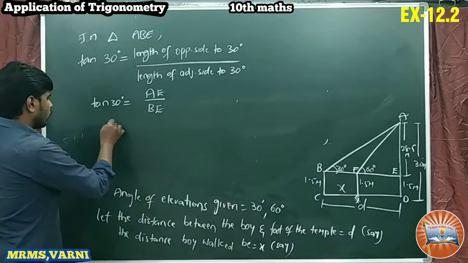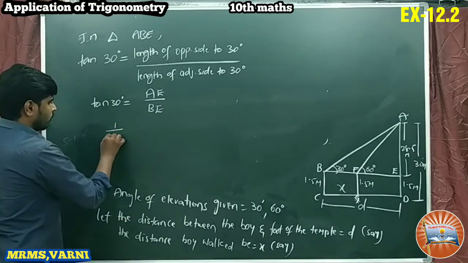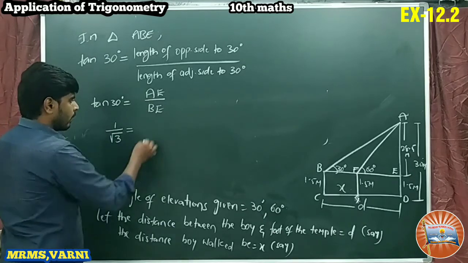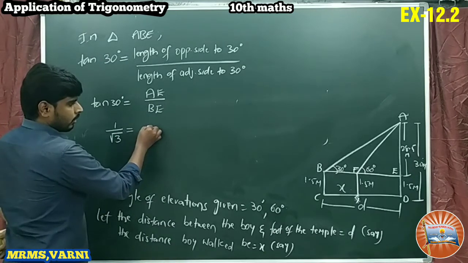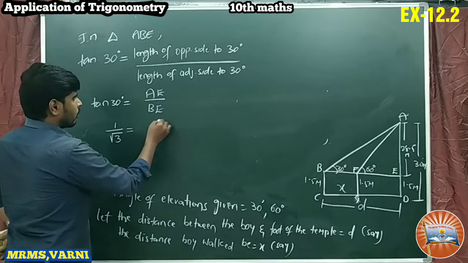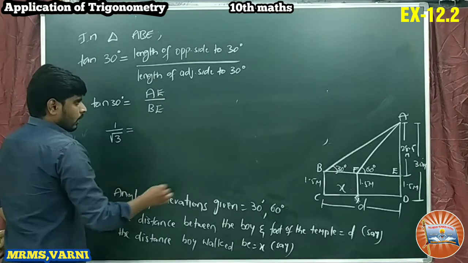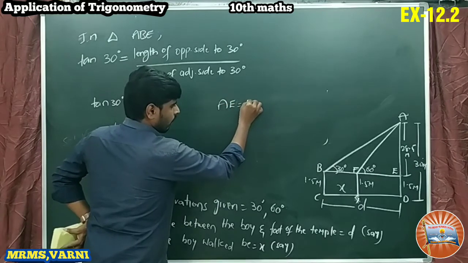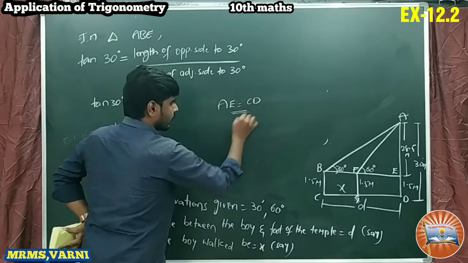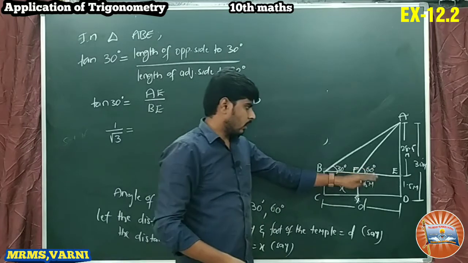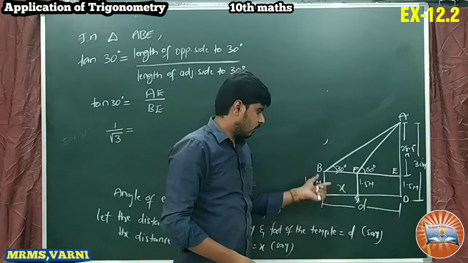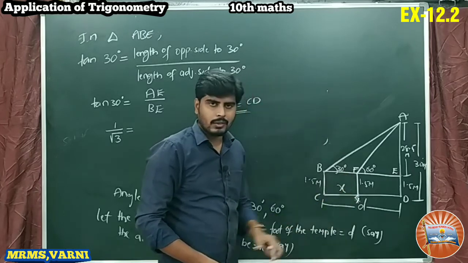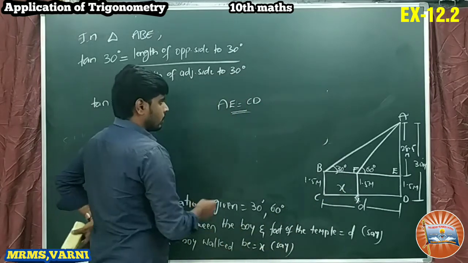Next, tan 30 value 1 by root 3 is equal to AE by, so AE is equal to, we have CD, isn't it? These two are equal here because it forms a rectangle. In this rectangle opposite sides are equal. So AE is equal to CD.